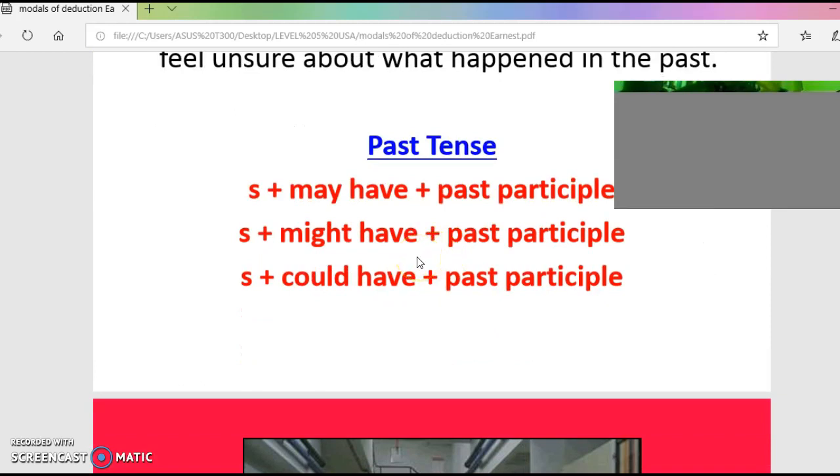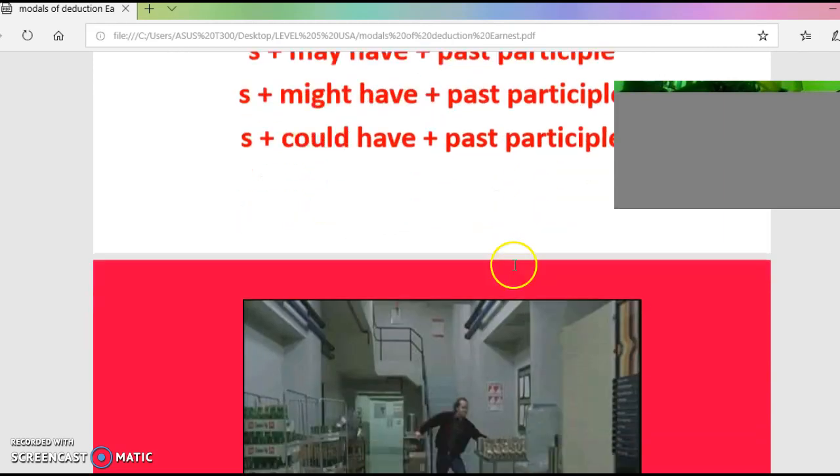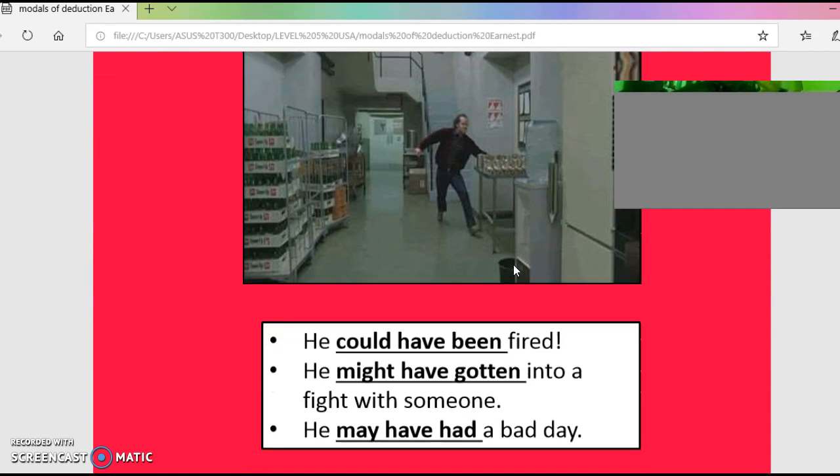She may have plus the past participle of the verb. She might have plus past participle. She could have plus past participle. And therefore, when I look at this example here, I say he could have been fired.